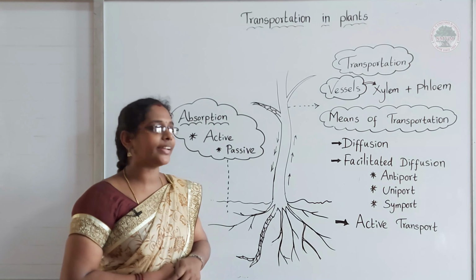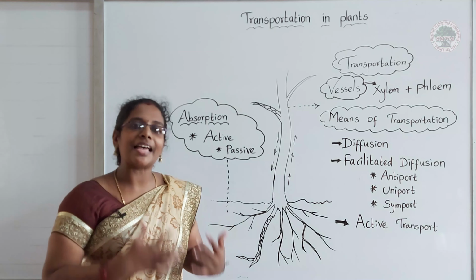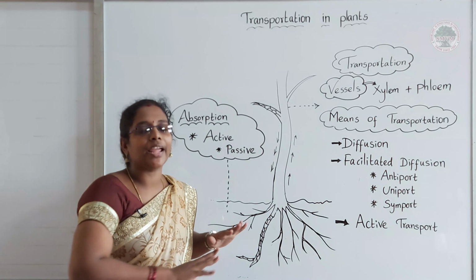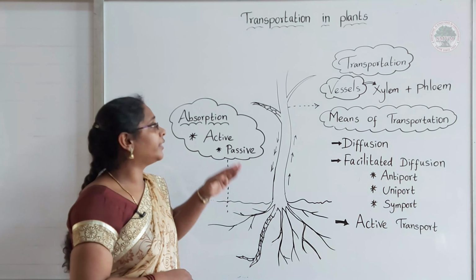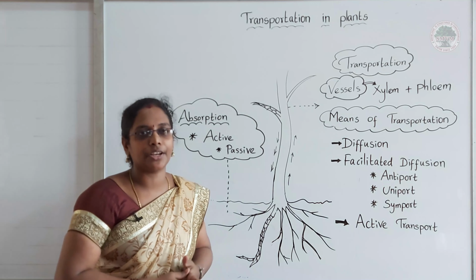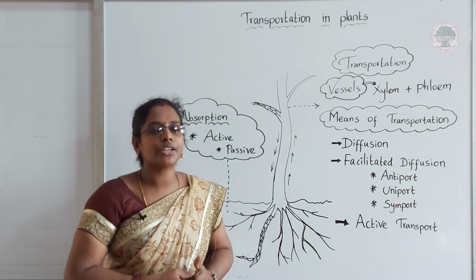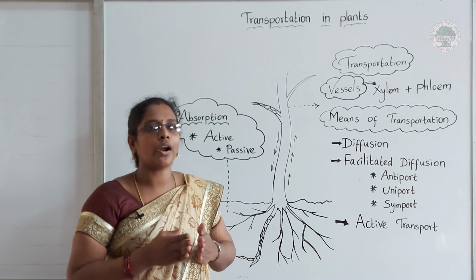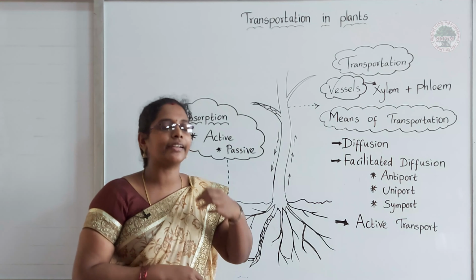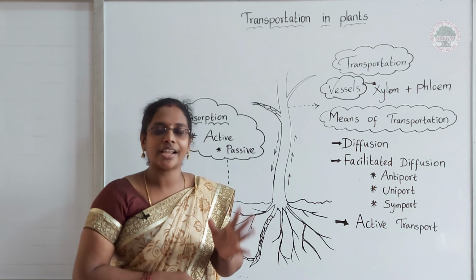The second way is passive absorption. How does passive absorption happen? Here the cell need not work at all. The leaves transpire, they do transpiration. We know that very well. What is transpiration? Transpiration means changing the water molecules present in the plant into water vapor, which is released into the atmosphere. That is called transpiration.